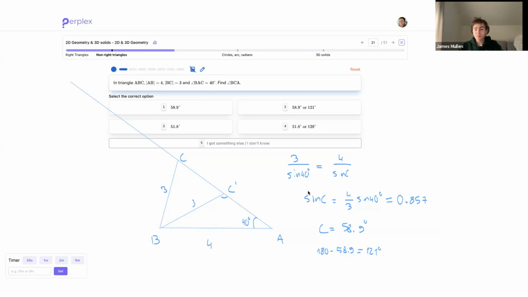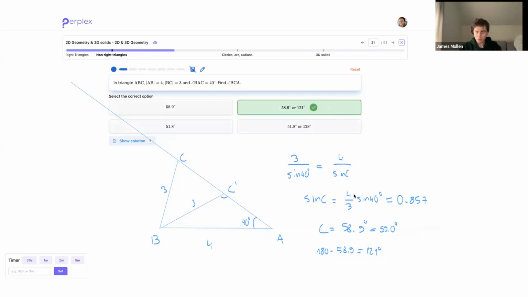Okay? Now, sometimes, let's say I had found that this angle was like 150, then 150 would be too big to fit in a triangle with another angle of 40 degrees, and therefore I would have to reject it, and I would only have the small angle of 59. Okay? And I rounded the answer incorrectly here, but this is supposed to be actually 59.0. But it doesn't matter. We can tell that it's approximately 58.9 or 121. Okay?